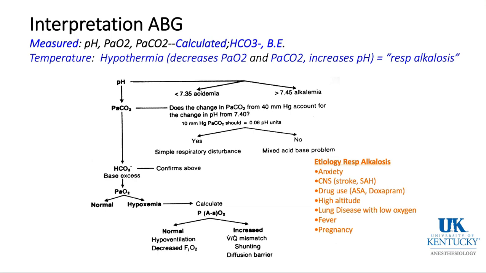What is the effect of temperature on the arterial blood gas? Hypothermia: when the blood gas patient is cold, the kinetic energy of the oxygen molecules and the CO2 molecules goes down. So they don't bounce around as much and create as high a partial pressure. So the PaO2 goes down, the PaCO2 goes down with hypothermia. And if the PaCO2 goes down, that's a form of respiratory alkalosis.